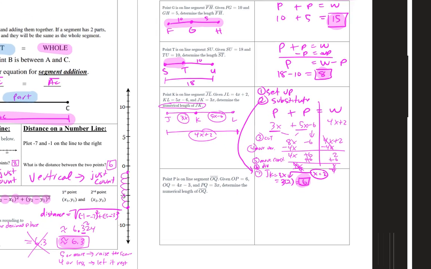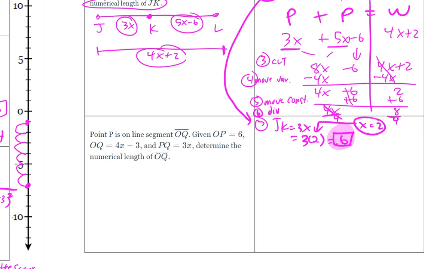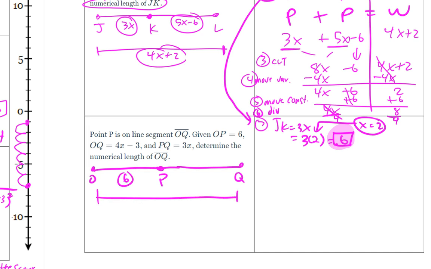All right, next. Let's keep it moving. Point P is on segment OQ. Let's draw that real quick. O on one end, Q on the other, and P is on the line. OP is 6. OQ, the whole thing, is 4x minus 3. PQ is 3x.